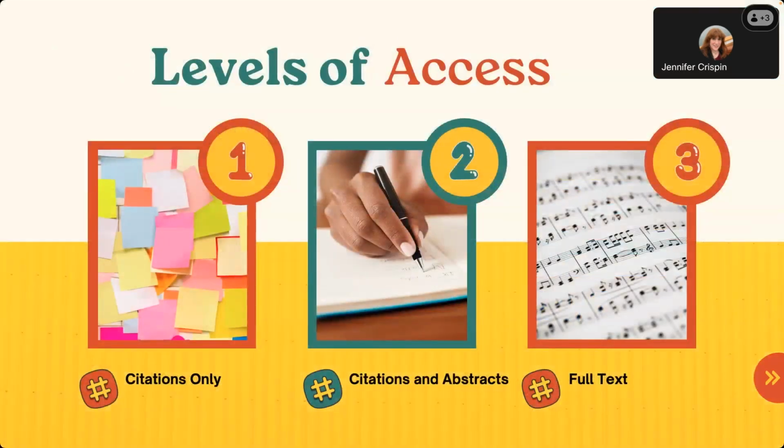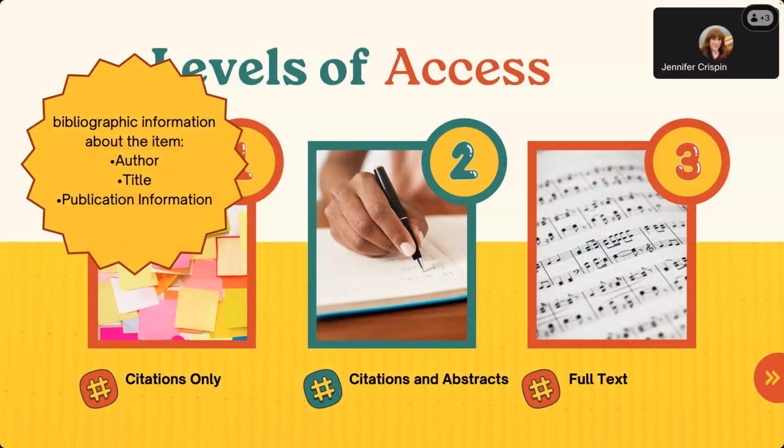We have several varieties of access to information in our databases. Some databases have citations only, which means that they will tell you what we call bibliographic information about the item, things like the author, the title, the publication information, but won't necessarily have the item itself, the article, the map, the picture. But it will give you enough information that if you have time, you can go find it perhaps from another library database or from someone else. These types of databases are really useful for people who have more time to do their projects.